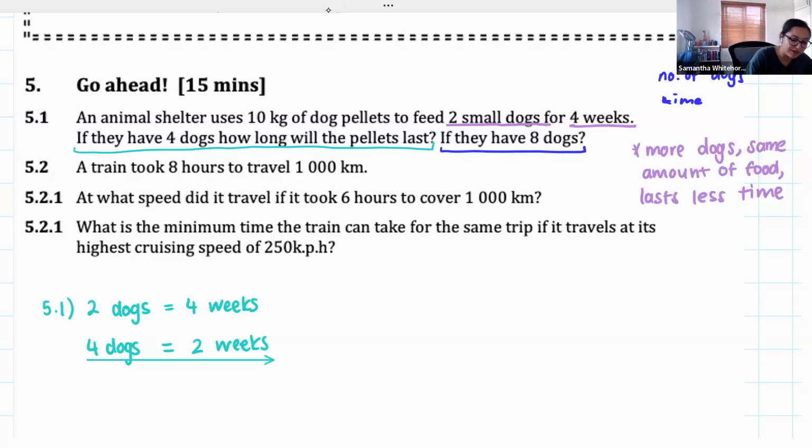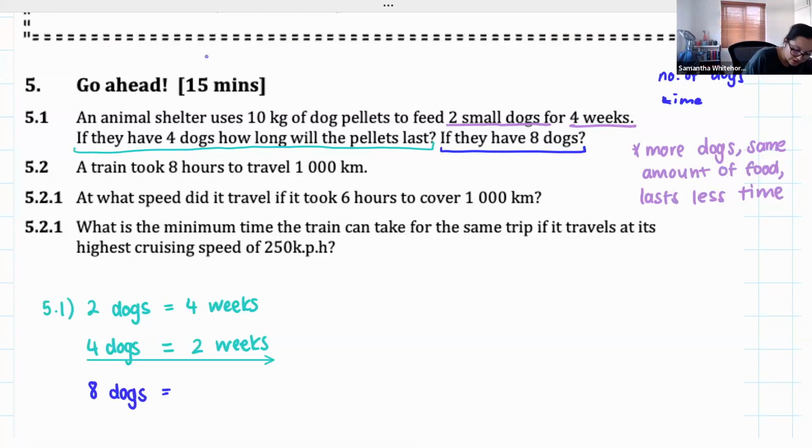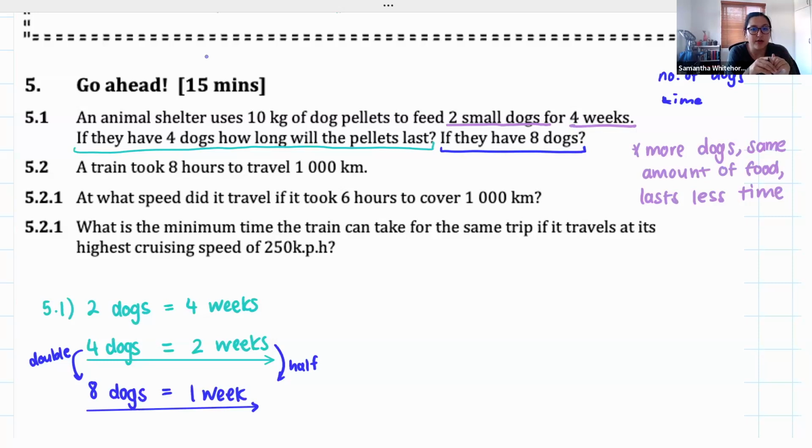So now when it comes to if they have 8 dogs, okay? So 8 dogs is now double 4, which means that it must now be half the amount of time that 4 dogs lasted, which means it's only going to last them 1 week. And again, think of it logically. It has to last them less time because now there's even more dogs. And again, we're not trying to trick you. Look at the relationship between your numbers. If you can figure out that relationship, you are absolutely good to go.